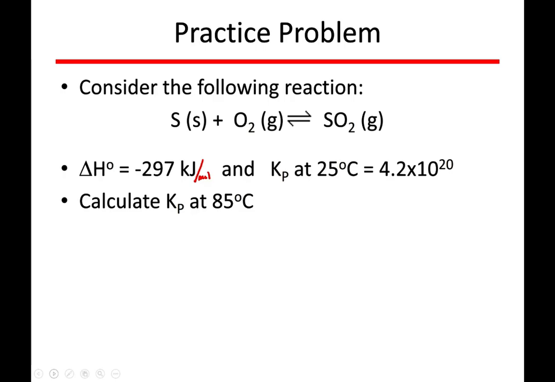Now, in this problem, we have a lot of stuff going on here. So one thing that's helpful is to begin the problem by thinking about what equation we're going to use. We're trying to relate K at one temperature to K at a new temperature, and the only equation that you have that deals with two Ks at two different temperatures is this: ln of K2 equals negative delta H standard over R times 1 over T2 minus 1 over T1. This is the equation you're going to need to use in order to solve the problem.